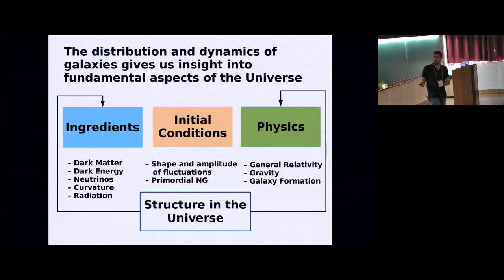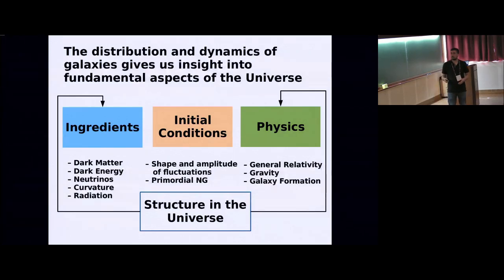In the components, there are many species that we know exist, and they should be incorporated in the simulations. We know dark matter, dark energy, neutrinos. The universe is not necessarily flat, so there might be an amount of curvature, and also radiation. The initial conditions are determined by the shape and amplitude of the primordial fluctuations that we can constrain by CMB. And there could also be primordial non-Gaussianity that would propagate through these numerical simulations.